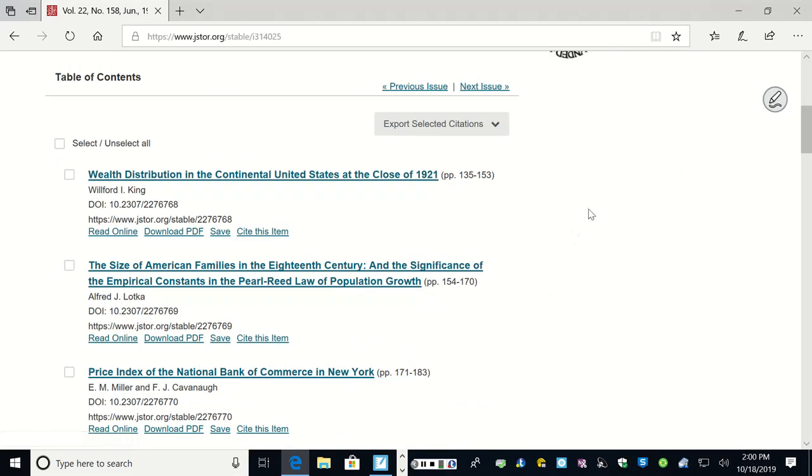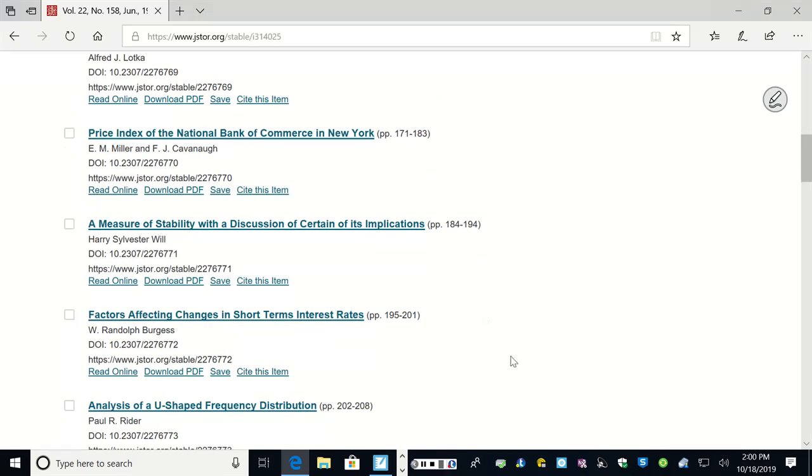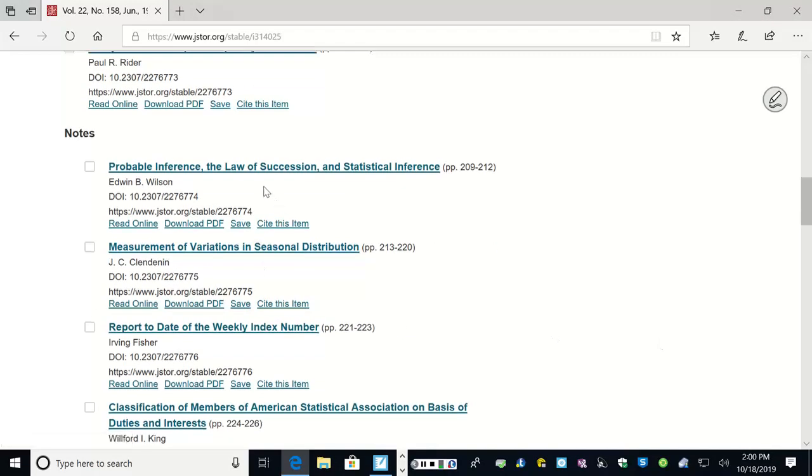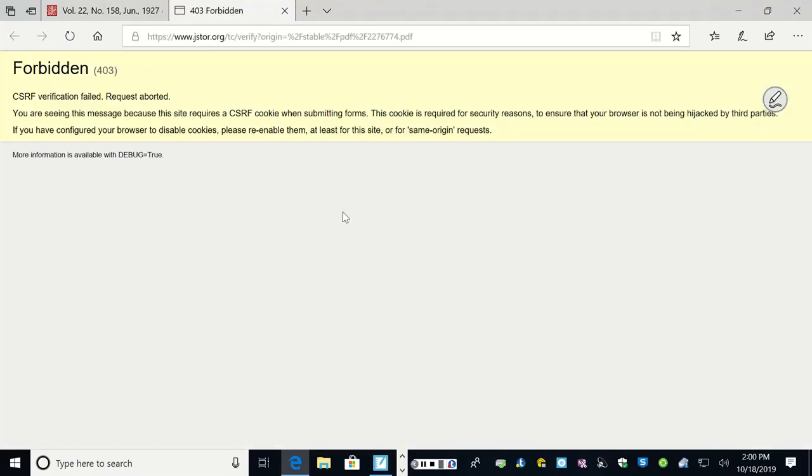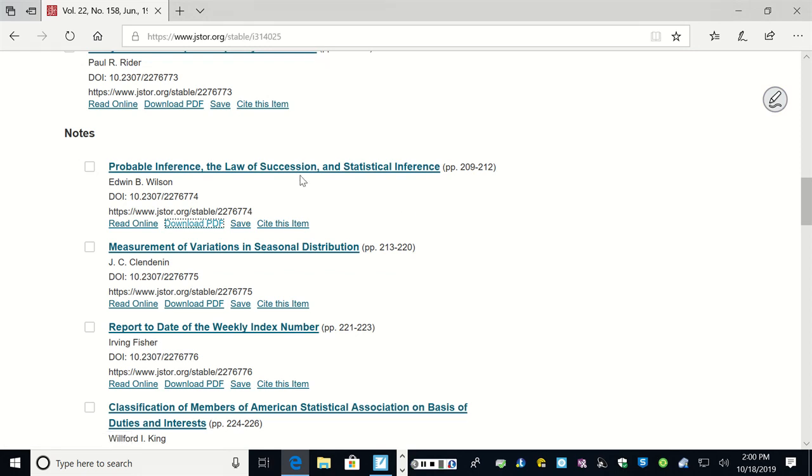And looking through there, a lot of the articles for the American Statistical Association in this issue, back then, were finance related. It was 1927, a couple of years before the Great Depression, with the stock market going crazy. Maybe this is a special issue because it's so focused on that. But here's the Probable Inference, the Law of Succession, and Statistical Inference. So you can get the PDF there. Oh, why did I do that?